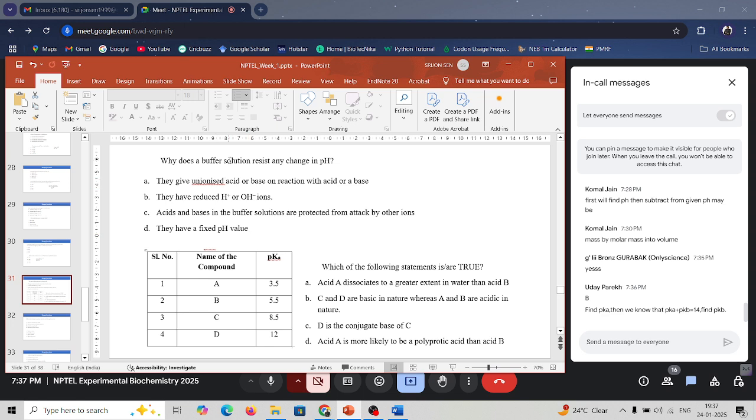Why does a buffer solution resist any change in pH? They give unionized acid or base on reaction with acid and base. They have reduced H plus OH minus ions. Acids and bases in the solution are protected from attack by other ions. They have a fixed pH value.